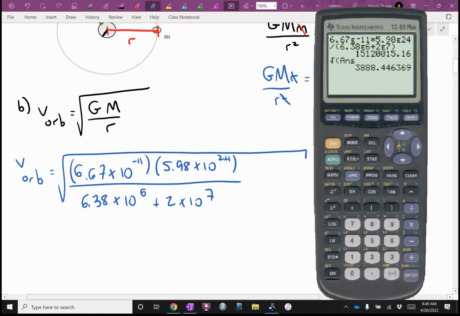And I get 3,888. Just to give you an idea, generally you'll find if you're calculating an orbital speed, it will be in the thousands. Unless the satellite is way, way out there, because the further away it is, the weaker gravity is, the slower it can get away with traveling, then you might get an answer in the hundreds, but I'm trying to think if I've even ever made an example like that. I don't think I have.